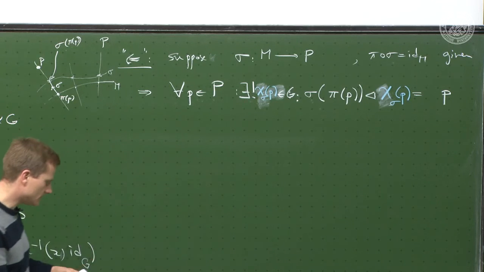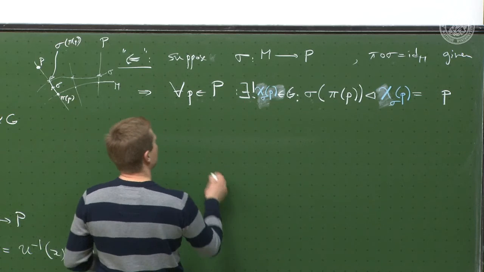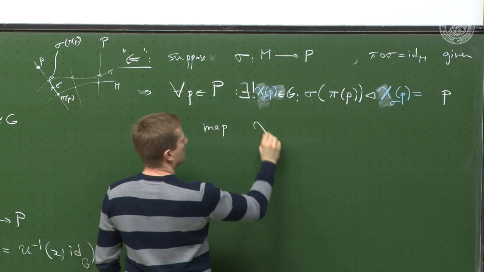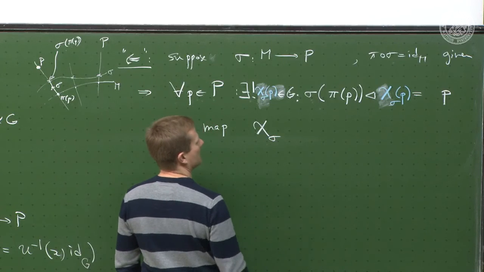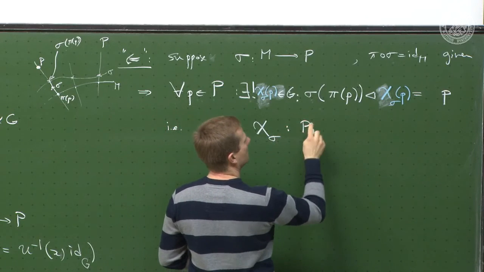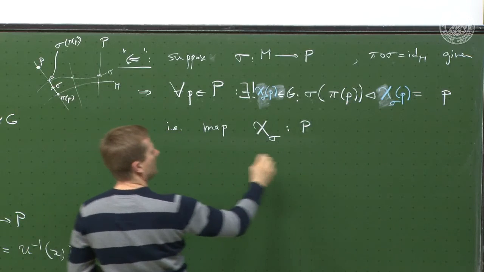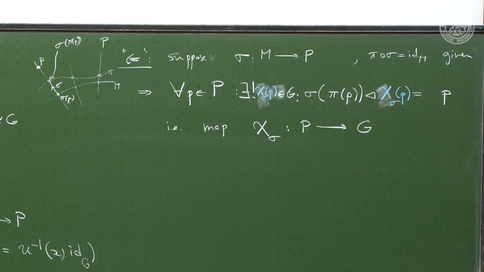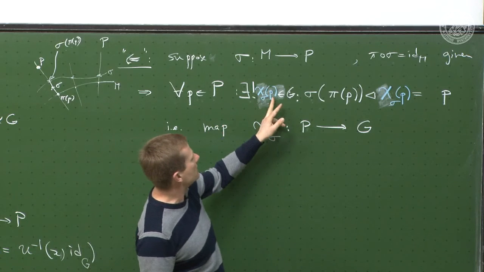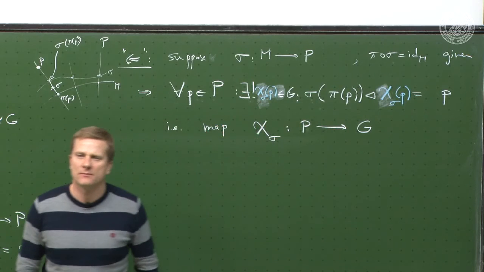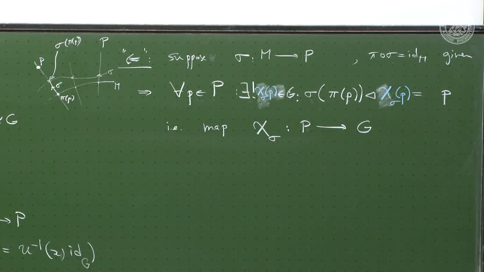Okay? So, that is, we have a map chi that depends on the given sigma and takes you from P, from any point in P, into the group. Because if sigma is fixed, all you can choose is the point P, and the result is an element in the group. So chi sigma is such a map. Okay? Fine.